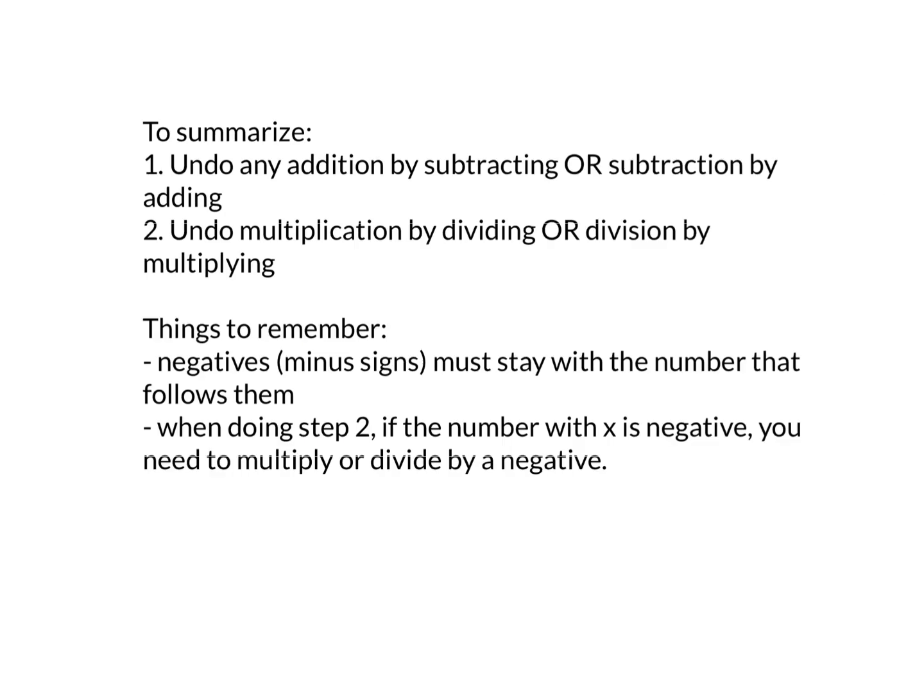So to sum up, what we're going to do first is undo any addition or subtraction, addition by subtracting or subtraction by adding, depending on what we have. Then we're going to undo the multiplication by dividing or division by multiplying. Things you need to remember: if you have a negative, that minus sign stays with the number that is after it. So x minus 2, the minus is attached to the 2.